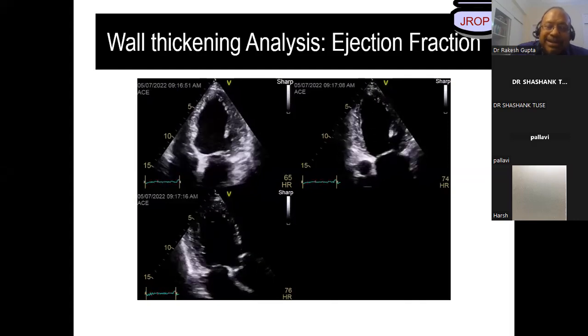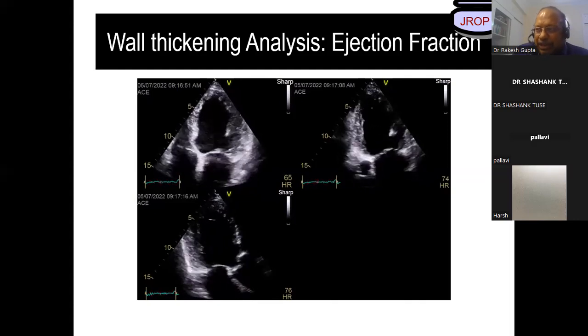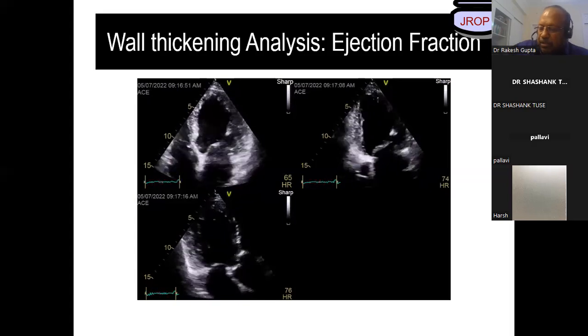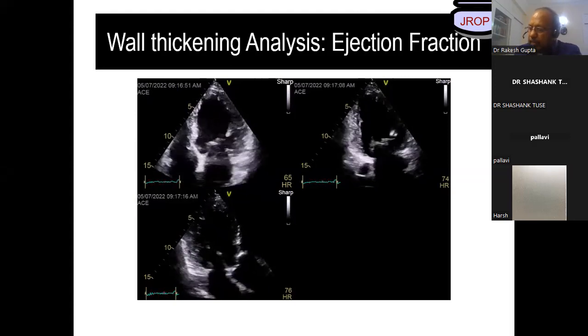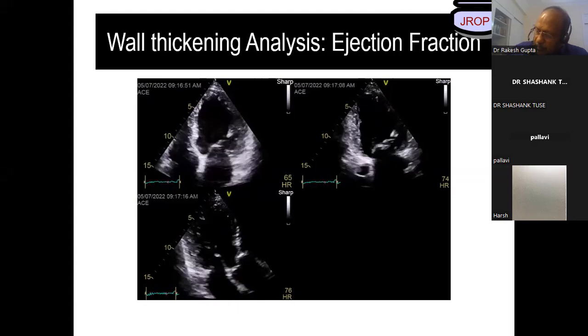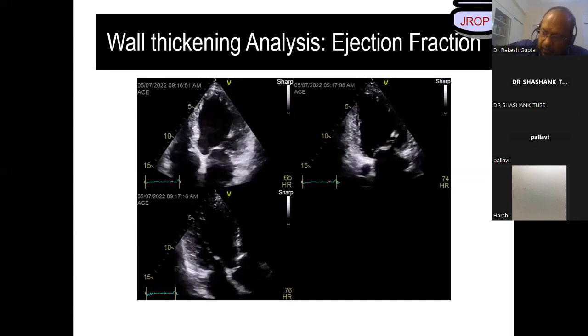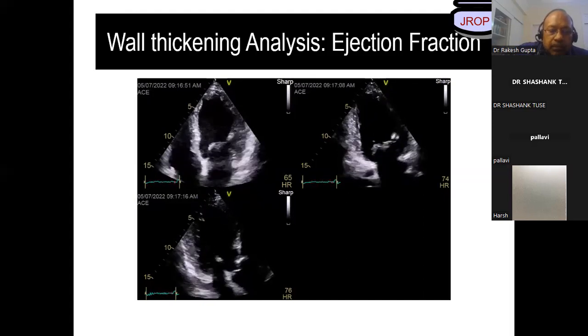What do you mean by mildly reduced ejection fraction? What are the exact values for mildly reduced ejection fraction, Pallavi? In males, it is around 52 to 72, and in females 54 to 74. Mild reduction is up to 60, severely reduced is less than 30%, and 30 to 50% is moderate reduction.